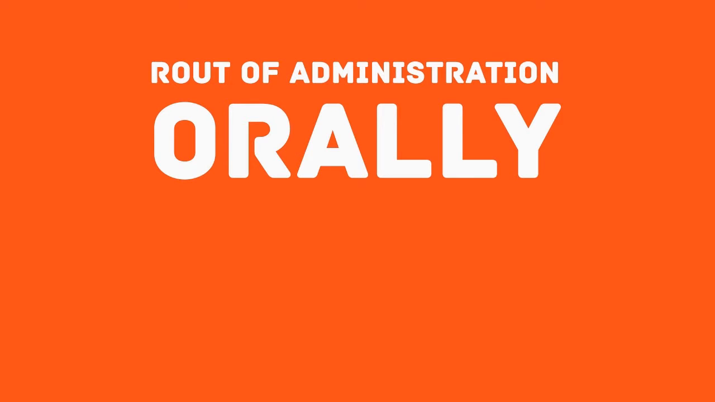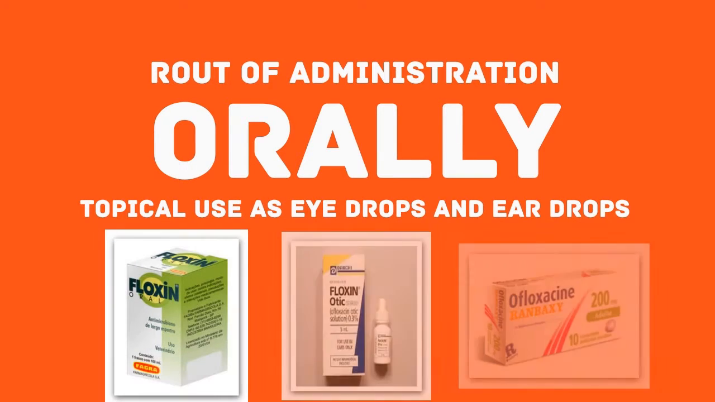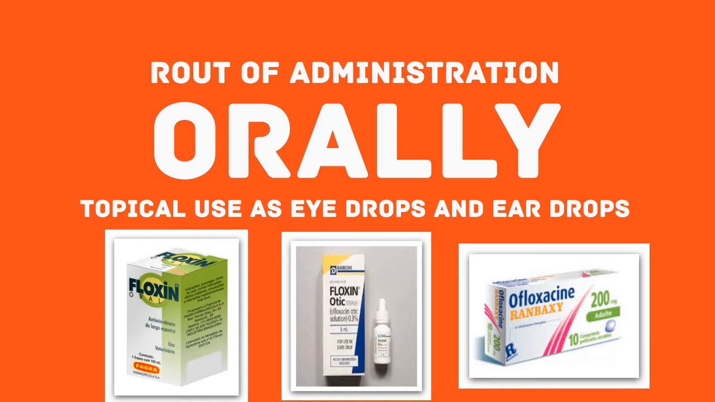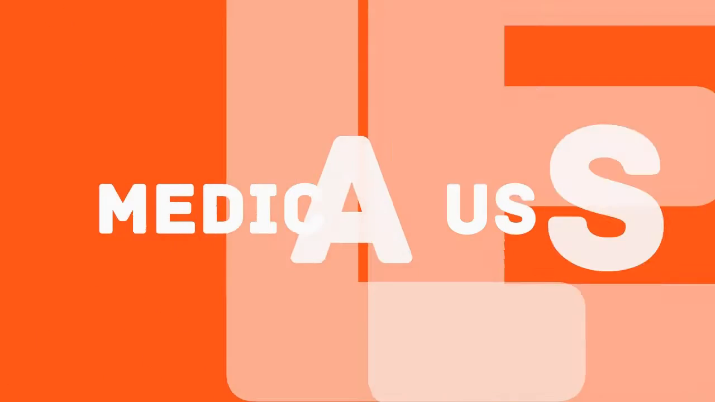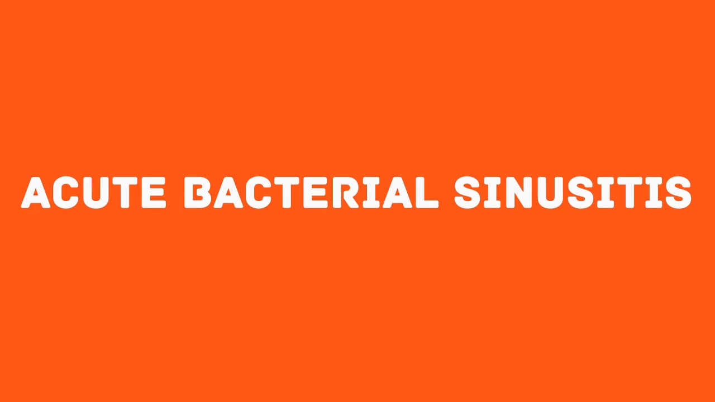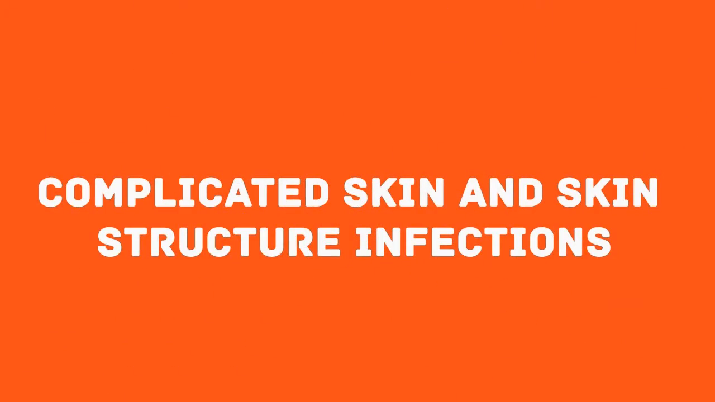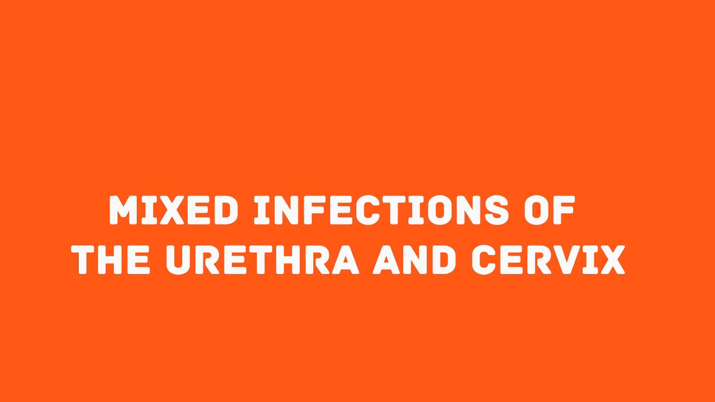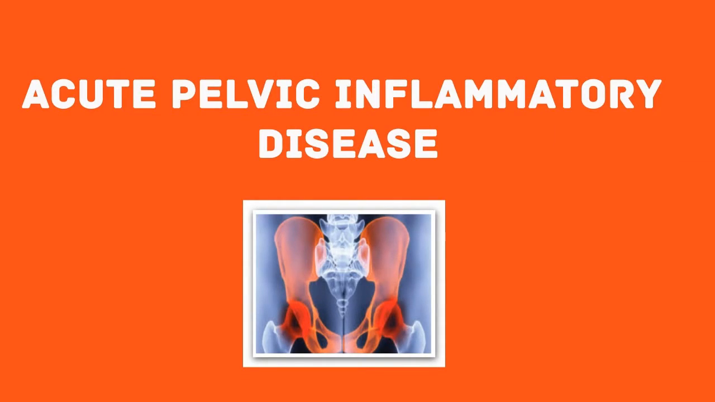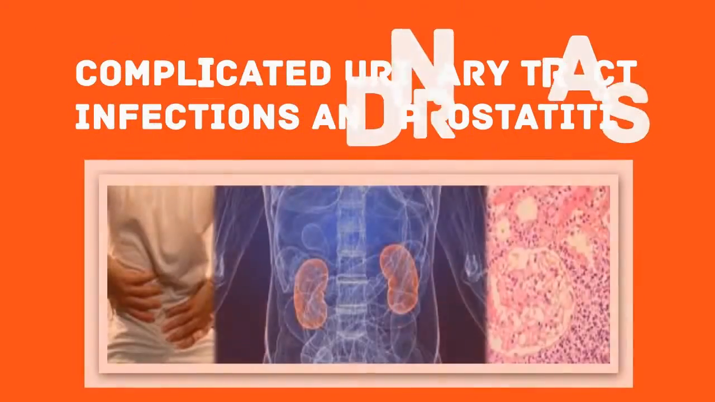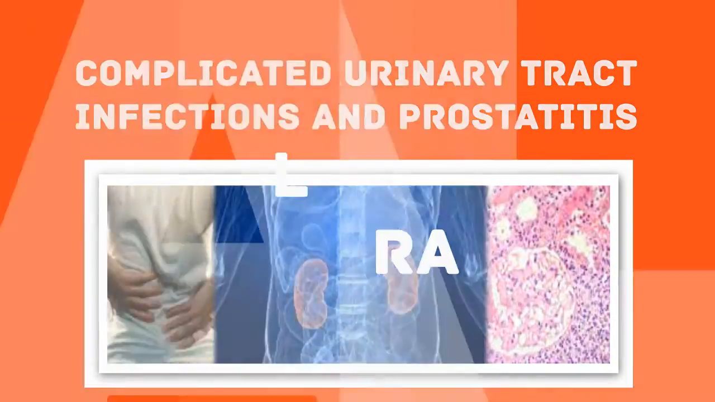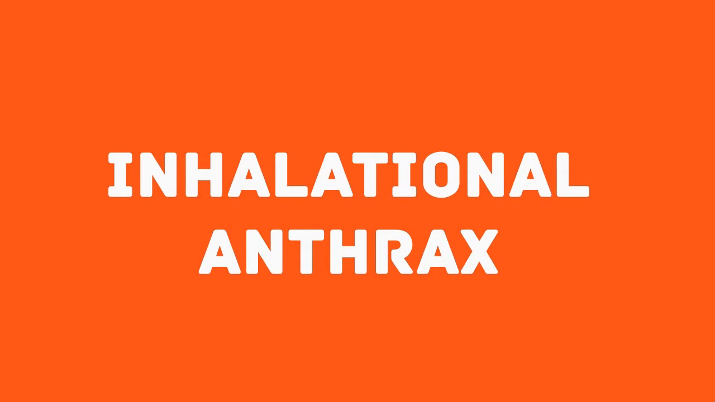Route of administration: orally, intravenous administration, and topical use as eye drops and ear drops. Medical uses. It's used for: 1. Acute bacterial sinusitis. 2. Acute bacterial infection of chronic bronchitis. 3. Complicated skin and skin structure infection. 4. Mixed infection of urethra and cervix. 5. Acute pelvic inflammatory disease. 6. Complicated urinary tract infection and prostatitis. 7. Inhalational anthrax.